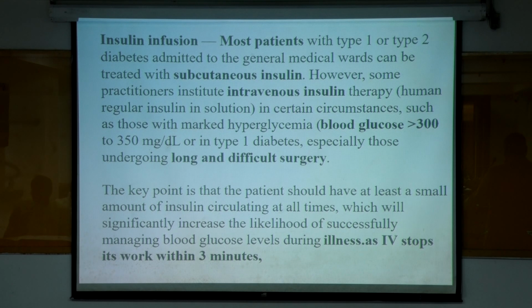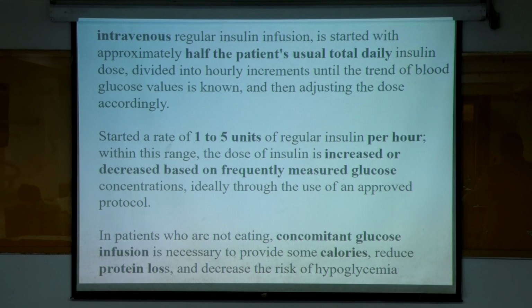Key point is that the patient should have at least a small amount of insulin circulating all the time. And with insulin infusion, the biggest plus point is that if they are going hypo, you can stop, and in 3 minutes the insulin action is over. So it is easier to adjust and know the total amount. That is the real plus point of an infusion of insulin. It is more cumbersome. The number of times you need to check increases. The work the nursing station has to do increases. So a lot of people do have trouble in continuing insulin infusion.